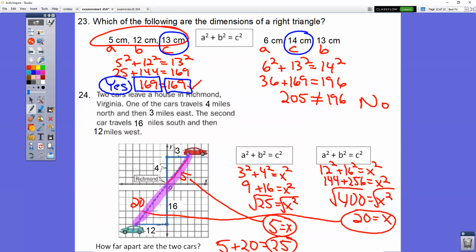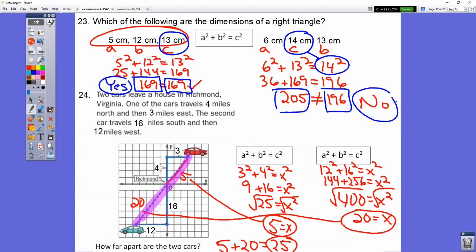When you go to sub it in, make sure that you're subbing it into the correct spot so that 14 goes over to the right because that's your biggest number. 6 squared plus 13 squared is 205. 14 squared is 196.